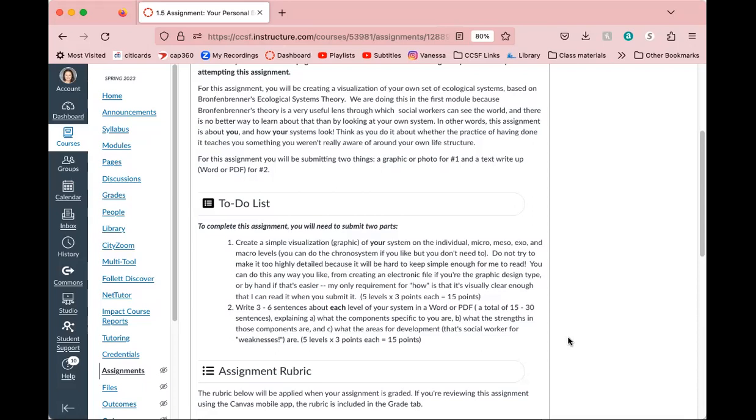And then B, what are the strengths? So what about that level is working really well? You can go into more or less detail about this. Some people write paragraphs, some people only write a sentence or two, and that's fine. And then what the areas for development are. So, for example, if I had a health need, I would say, my health isn't great or whatever, right?